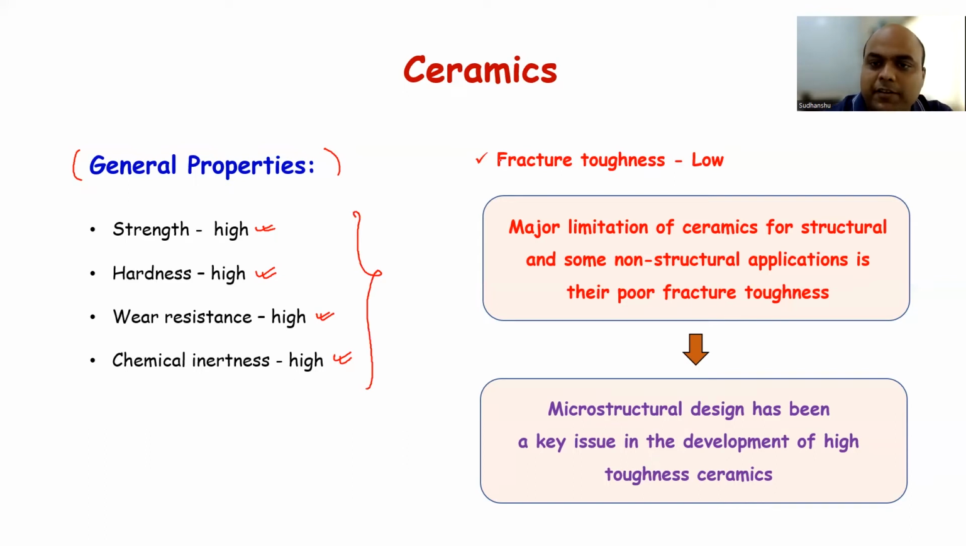However, the problem is with the fracture toughness. The fracture toughness of ceramics is low, and that is the limitation of ceramics for structural and non-structural application because of their poor fracture toughness. So what we are going to discuss is how we can use microstructural design to improve the fracture toughness of ceramics. That's what we call toughening in ceramics.